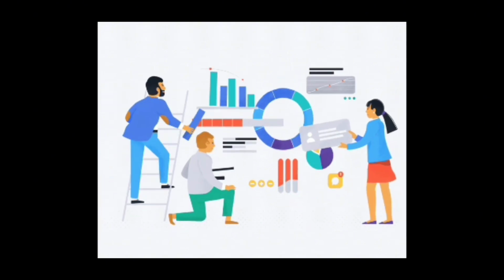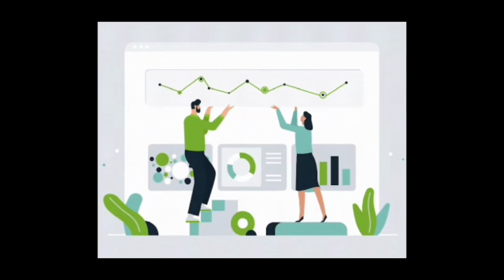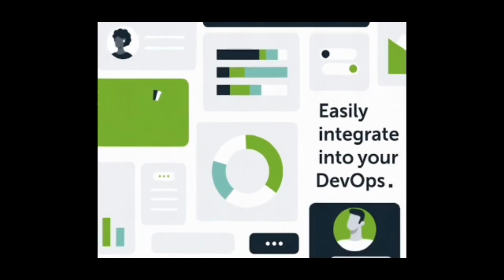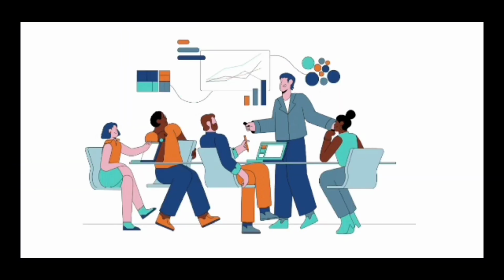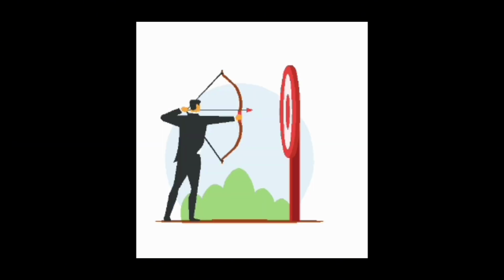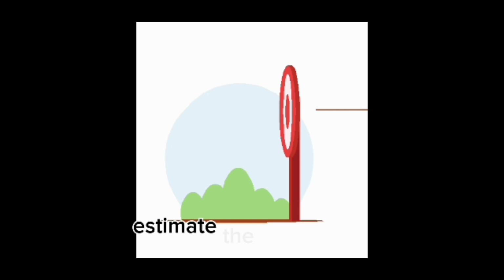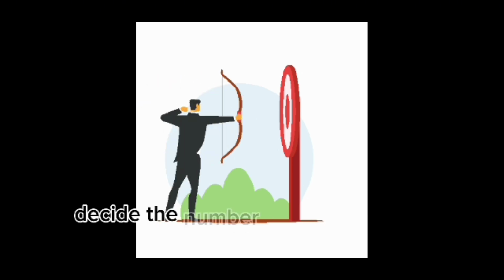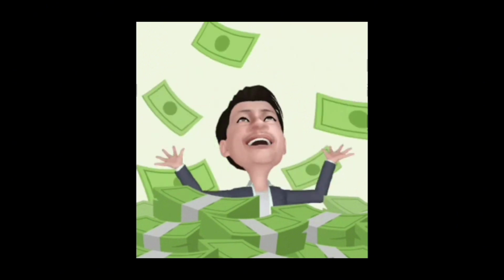For number 2, determine the inflation rates. Find the expected annual inflation rate. This rate can be obtained from economic forecasts, government reports, or financial analysis. For number 3, estimate the time period. Decide the number of years into the future you want to project the cost.